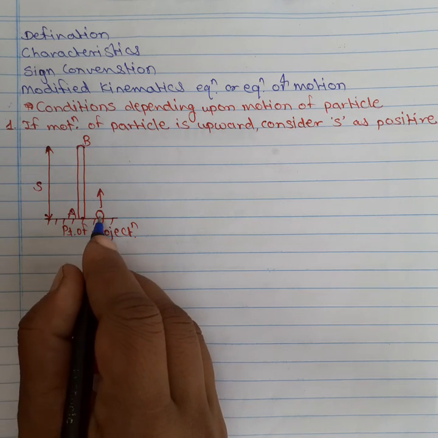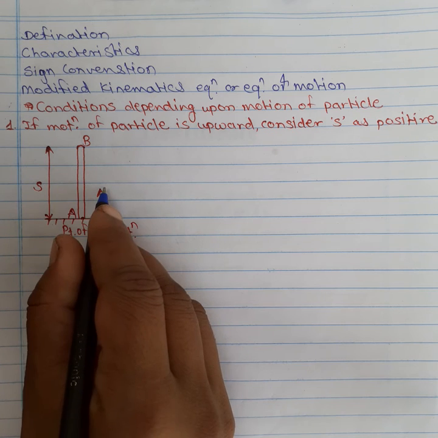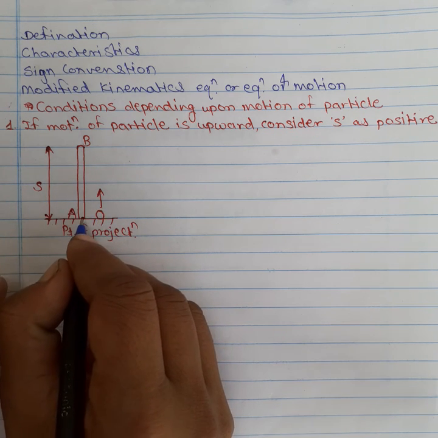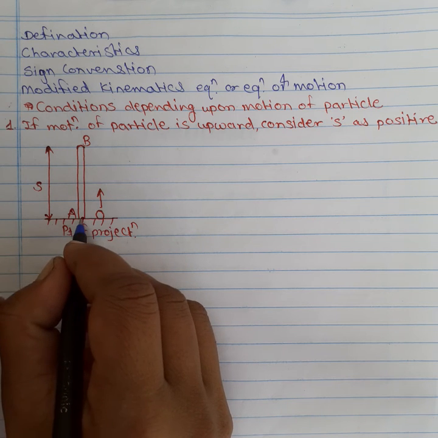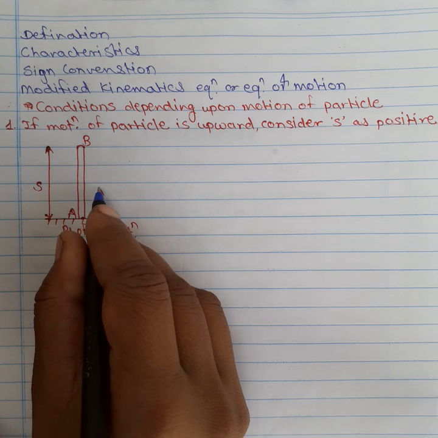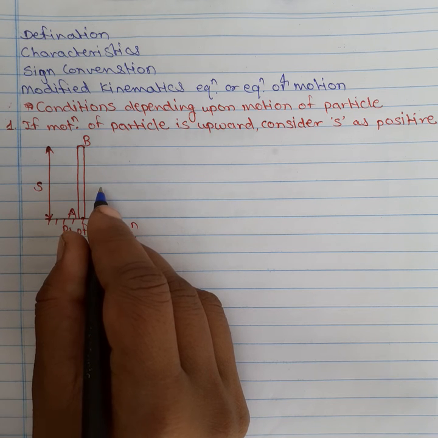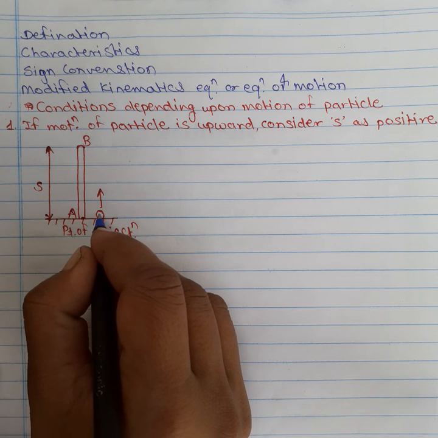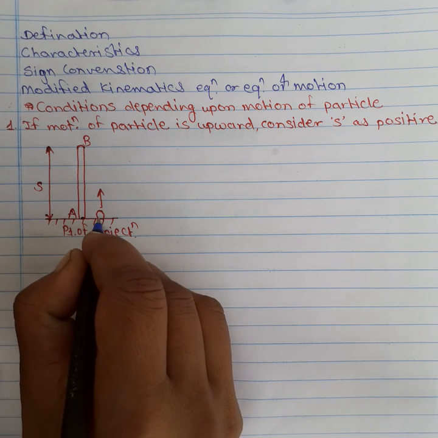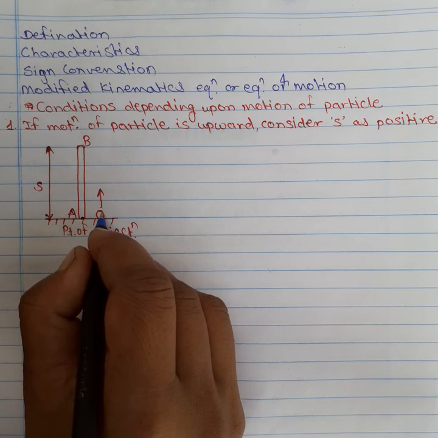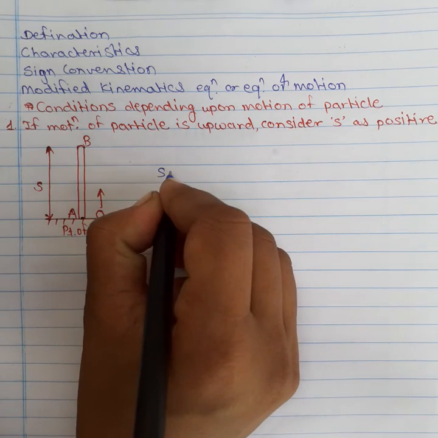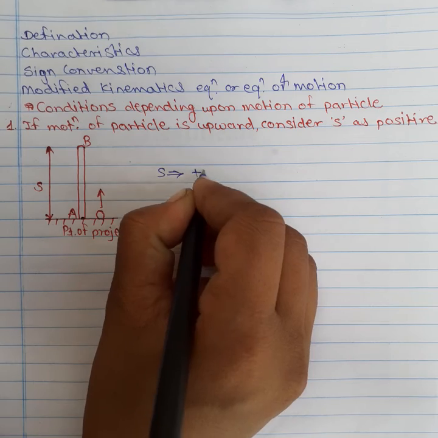Here suppose a stone is projected upward. The motion of that stone is from A to B. Due to the upward direction of this stone from the origin, that means from this point of projection, the displacement is considered as positive.